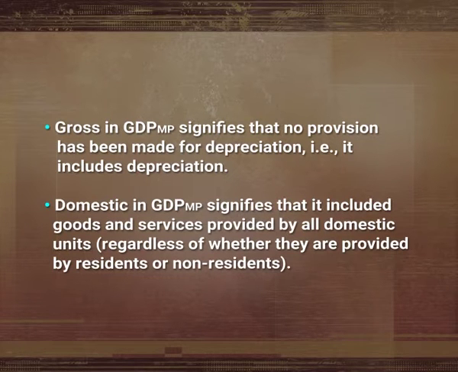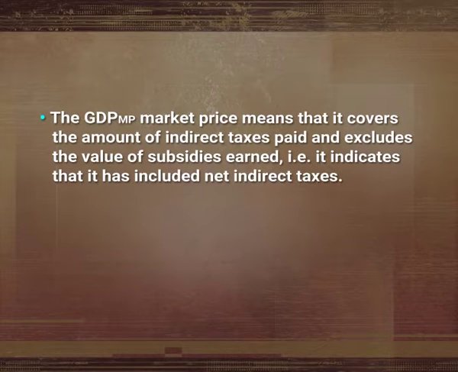Domestic in GDPMP signifies that it includes goods and services provided by all domestic units, regardless of whether they are provided by residents or non-residents. Market price means that it covers the amount of indirect taxes paid and excludes the value of subsidies earned. That is, it indicates that it has included net indirect taxes.